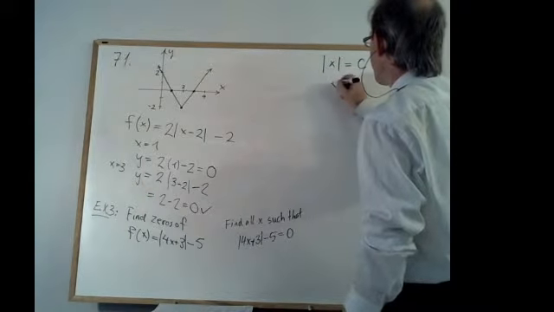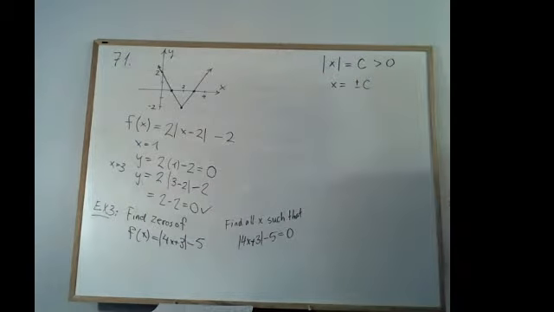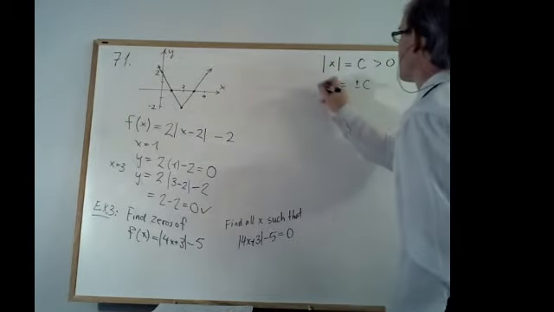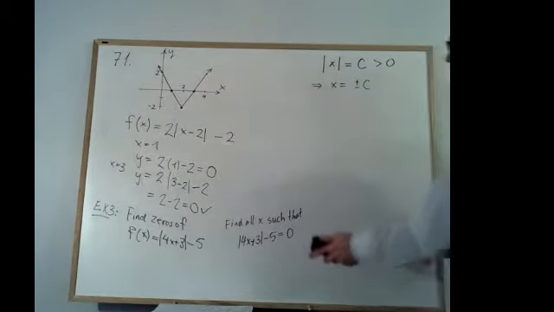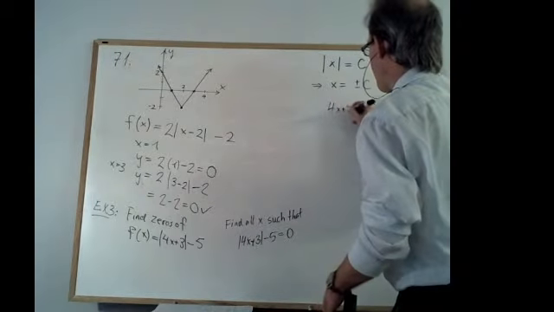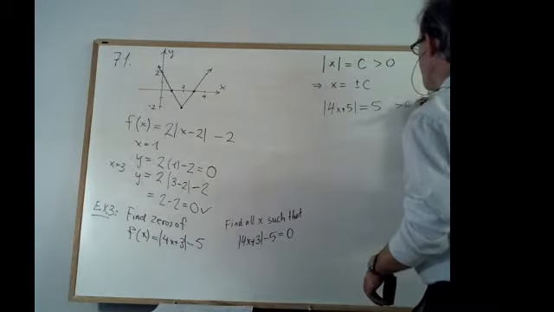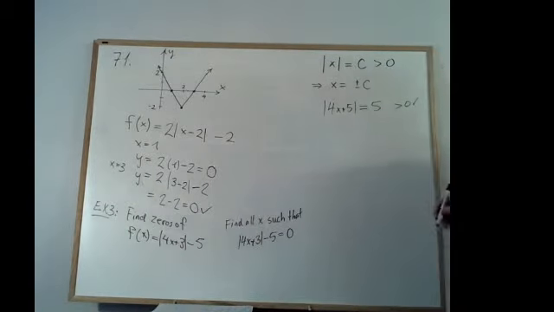Then x can be plus or minus c. So there are two possible solutions. It's like taking the square root, except there's no square root here. Okay. So in this case, you have the absolute value of 4x plus 5 equal to 5. That's positive. So I want to find all the solutions.